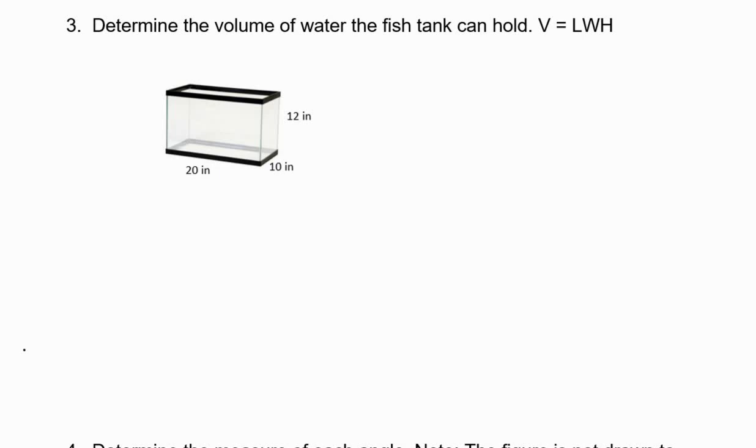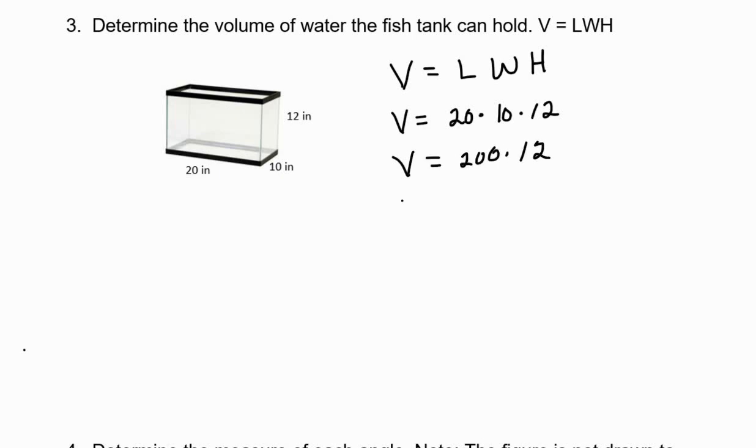Okay, problem number 3. Determine the volume of water the fish tank can hold. And we're given the formula volume equals length times width times height. So I'm going to rewrite that formula. I like to rewrite my formula so it can be kind of big, so that when I substitute in my numbers in place of my variables, I can be sure that I have everything lined up. So the length is 20, the width is 10, and the height is 12. So when I multiply this together, I get 200 times 12. And that's going to be 2,400. So the volume is 2,400 cubic inches.